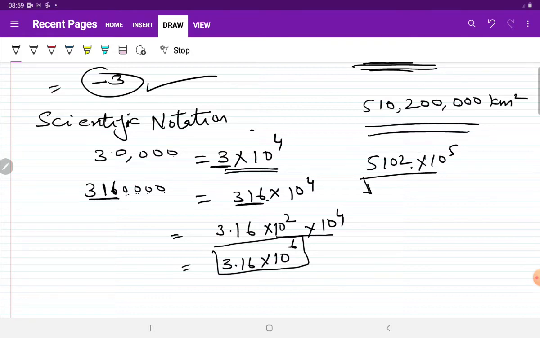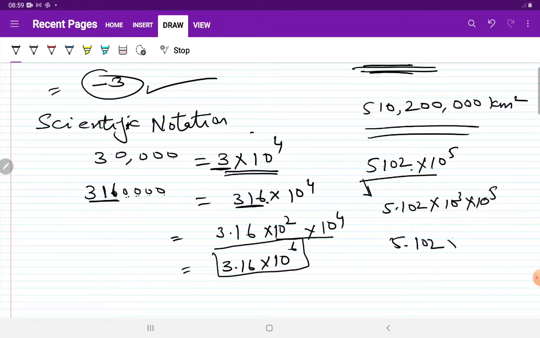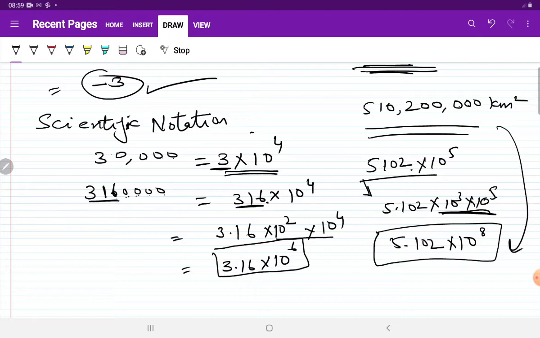So my point is here now. It will shift 1, 2, 3 digits. So what can I write? 5.102. How many digits? 1, 2, 3 digit shifts. So 10 raised to power 3 into 10 raised to power 5. So that is 5.102 into 10 raised to power, together, what? 5 plus 3, 8. Okay. So this way you can write, or you can write it like this also, straightforward.